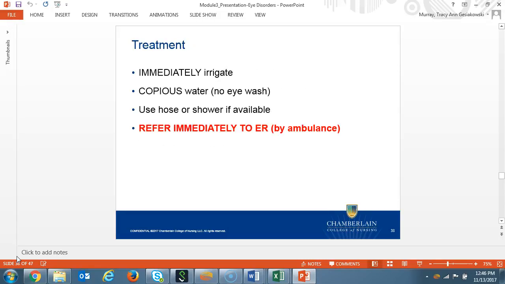Treatment is to immediately irrigate with water or normal saline using copious amounts of water, like a shower hose, or hose if needed. Do not use artificial tears or eye wash. The American Academy of Pediatric Ophthalmologists advocate that you send the patient in an ambulance to the emergency room.